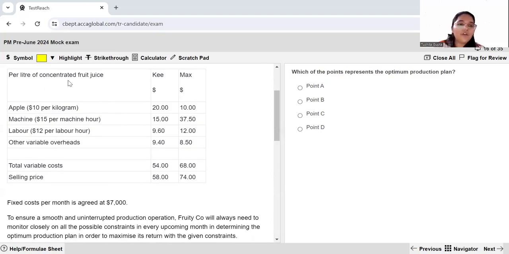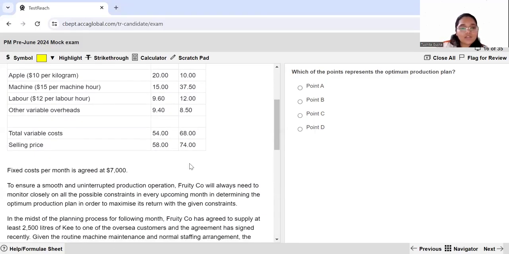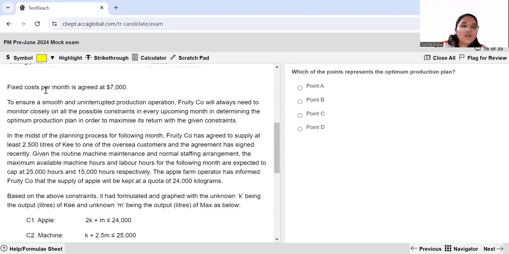So per liter of concentrated fruit juice, you have your apples, machines, labor, other variable overheads, which leads to your total variable cost as this much for both of these. Selling price is also provided to you. Fixed cost per month is agreed at $7,000 to ensure a smooth and uninterrupted production operation. Fruity Company will always need to monitor closely on all the possible constraints in every upcoming month in determining the optimum production plan in order to maximize its return with the given constraints.